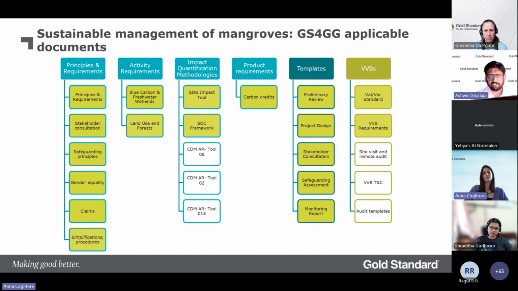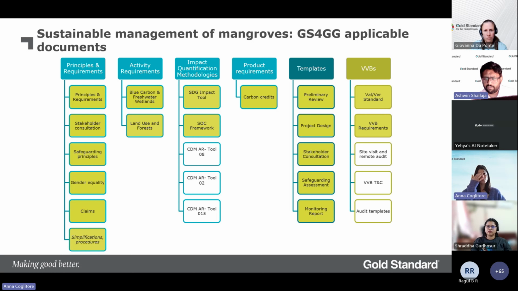The activity requirements, as far as the mangrove methodology is concerned, are the blue carbon and freshwater wetlands activity requirements. The only catch is that when it comes to uncertainty assessment, you may have to refer to land use and forest activity requirements as well. So that's why it also has been highlighted here. The SDG impact tool, as you all very well know, is mandatory to be considered in any project design. And the product requirements of Gold Standard will also have to be looked into. The templates are already listed out here. I won't go into those details.